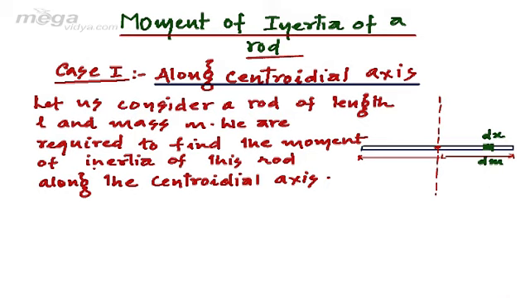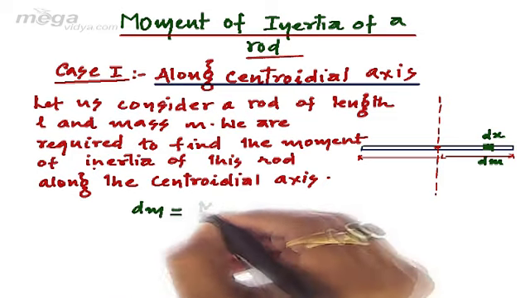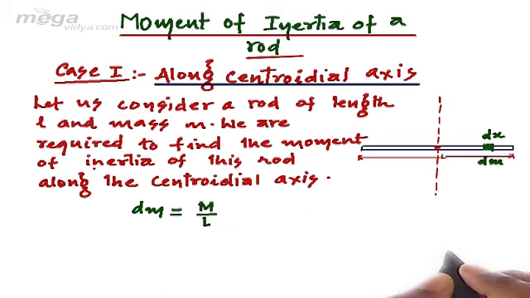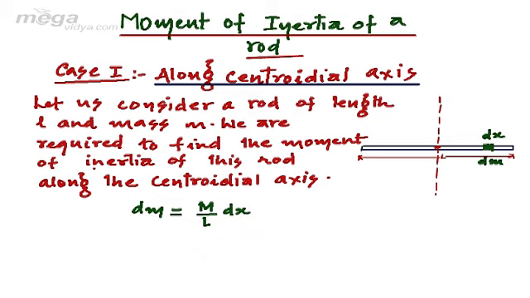Firstly, let us calculate the elementary mass dm. We can calculate the elementary mass using a very simple method. dm can be given as equal to M upon L, that is the mass of the unit length, into dx. Since mass is equally distributed along the rod, we can take dm as M upon L into dx.